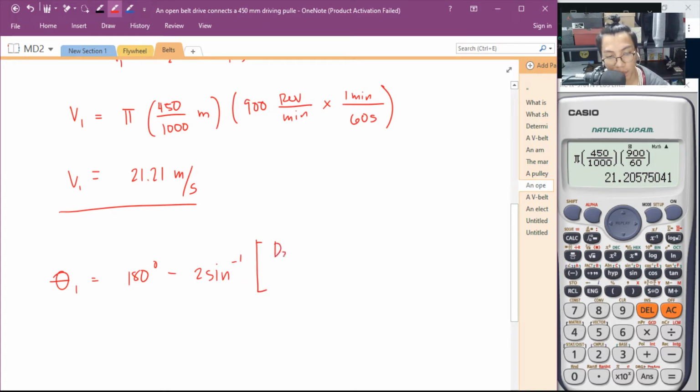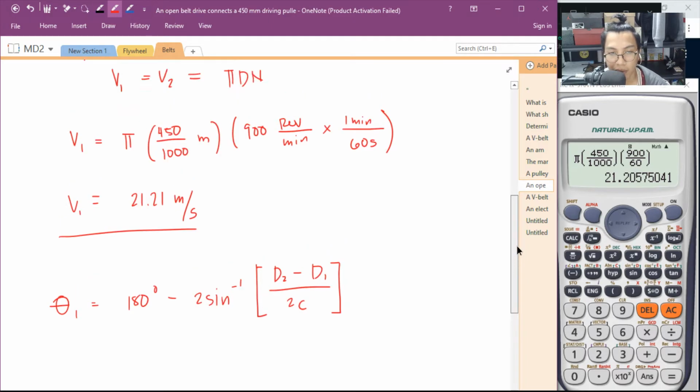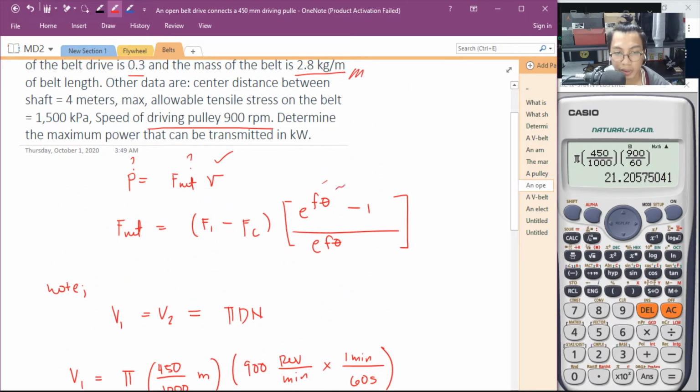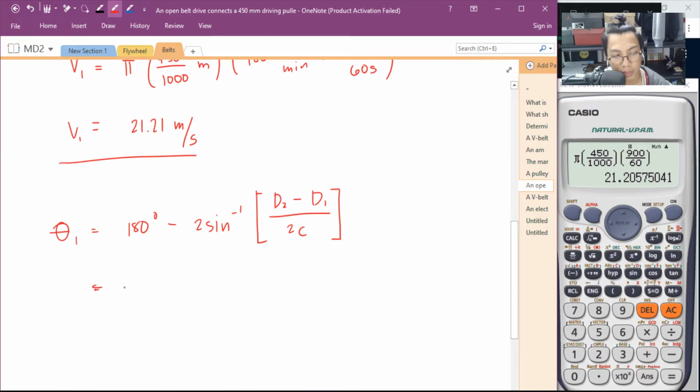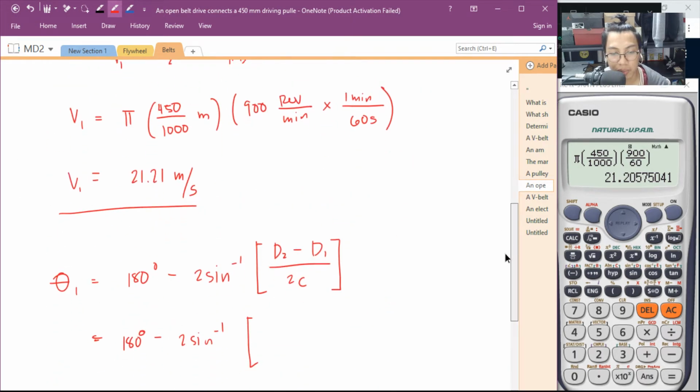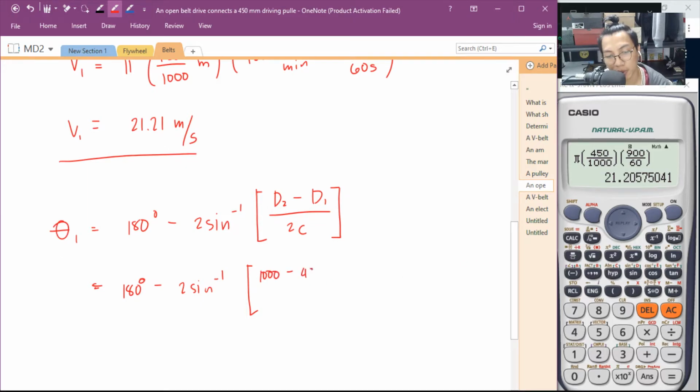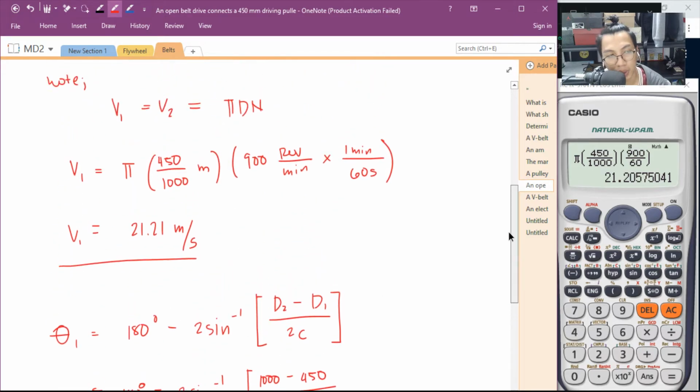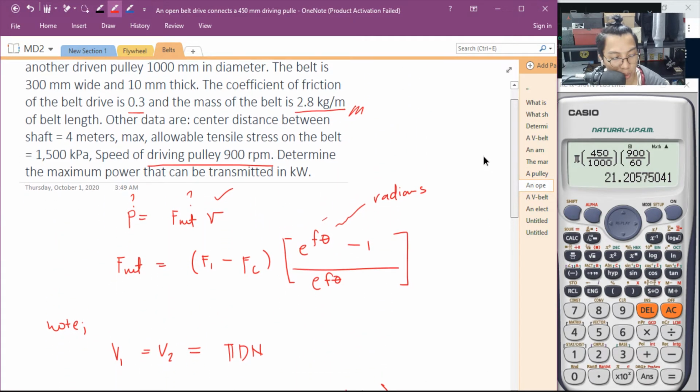So, D2 minus D1 over 2C. Okay. So, that is, kailangan natin dito, ano bang kailangan natin? Naka-radian dapat to eh. In radians to, yung value nito. Convert na lang natin. Kasi naka-degrees yan. So, 180 degrees minus 2 sine inverse. Yung D2, 1,000 millimeter. 1,000 minus 450 divided by 2. Ano yung center distance nila? That is 4 meters or 4,000.